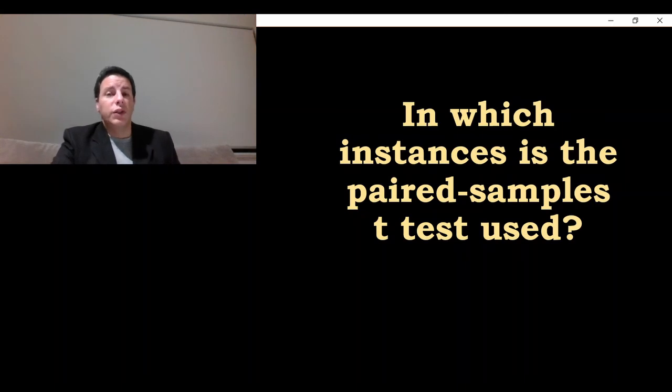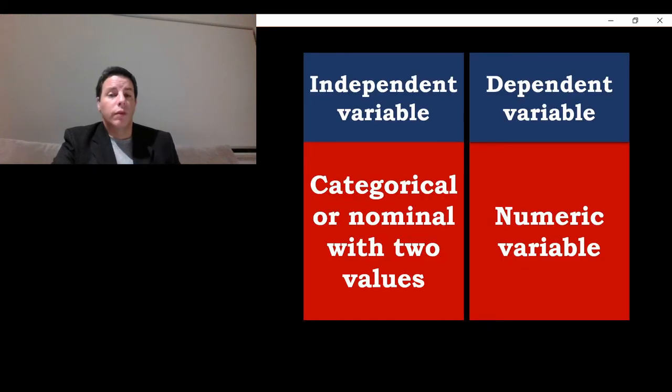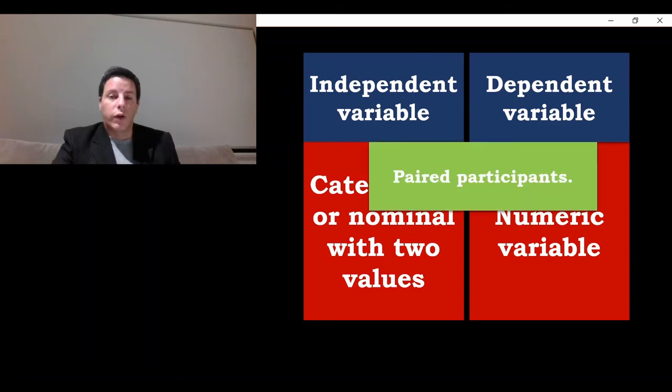Okay, so in which instances is the paired samples t-test used? Well, we need to have an independent variable and a dependent variable. The independent variable must be categorical or nominal with 2 values, and the dependent variable a numeric variable. And we've got cases in which we have paired participants.